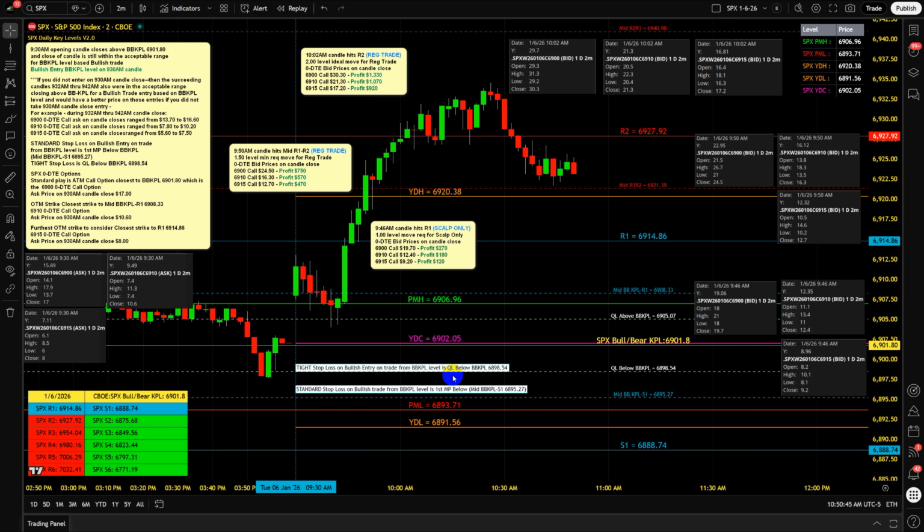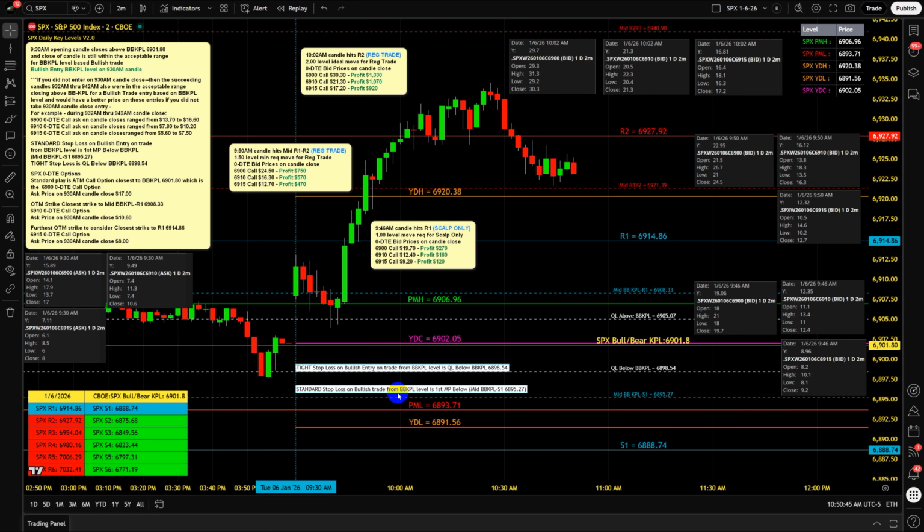As far as the initial stop loss, as I said, it is going to be based on a level. So in this case, we had a bullish trade off the bull bear KPL level. The QL level below is your tight stop loss if you prefer to use a tight stop loss. And the standard stop loss is going to be the first midpoint level below the level you're taking the bullish trade from, in this case the bull bear KPL. So that is this level here.